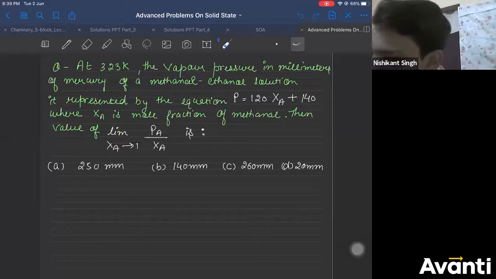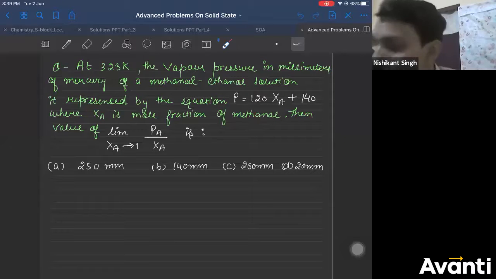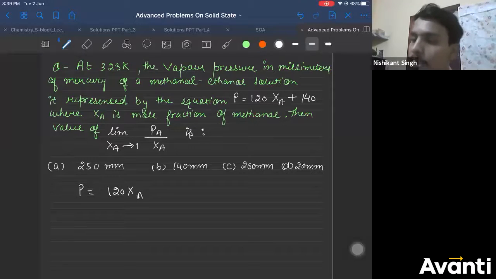Let me end this question on account of 3, 2, 1 now, right? All right. So you see here, if you see carefully, the vapor pressure of the solution P is represented by 120 XA. Let me just once more verify the question, whether I have taken the right data. Just a second.